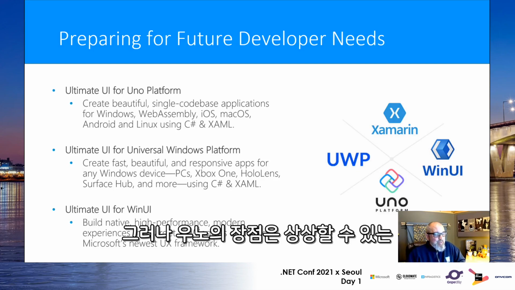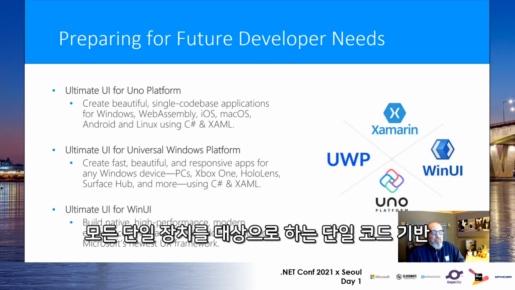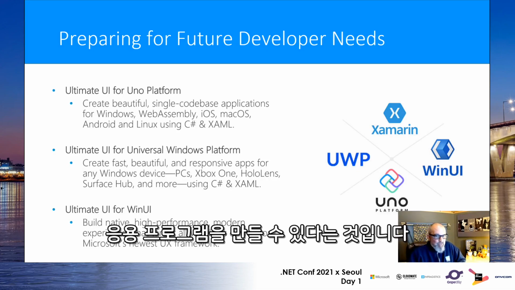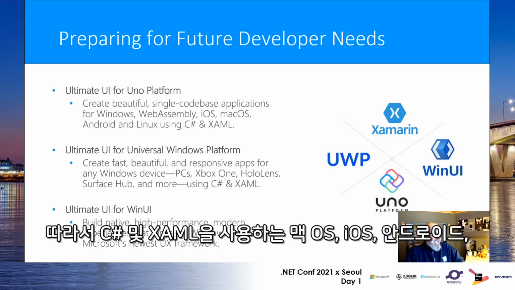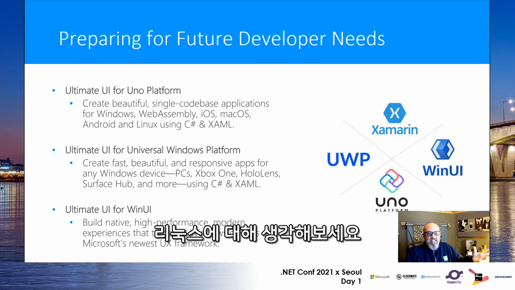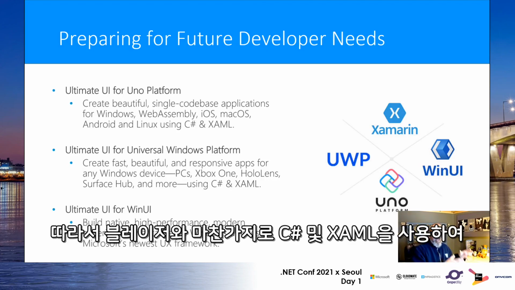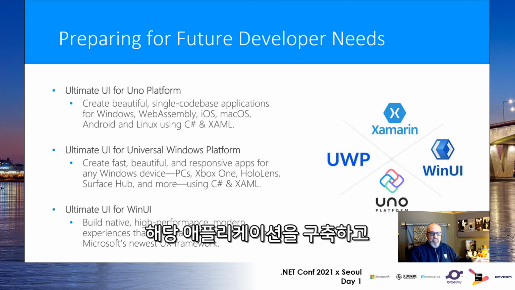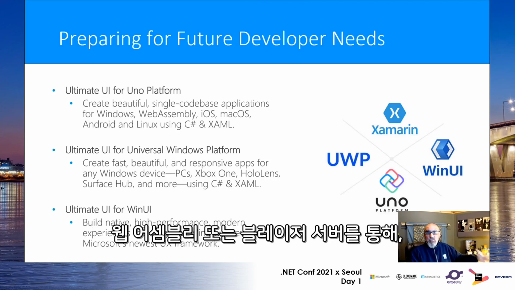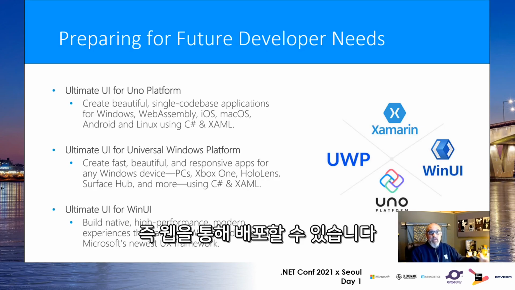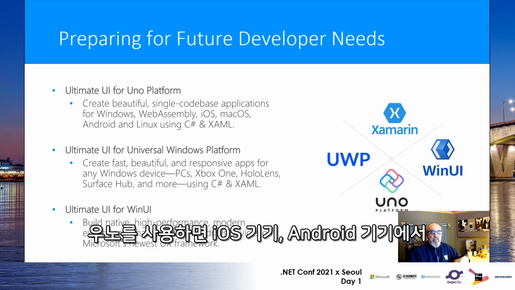But the great thing about Uno is that you can create single code base applications that target every single device that you can imagine. So think about Mac OS, iOS, Android, Linux, all using C# and XAML. So just like Blazor can use C# and XAML to build those applications, and you can deploy them through the web, either through WebAssembly or Blazor server, Uno allows you to do that to your iOS device, your Android device.